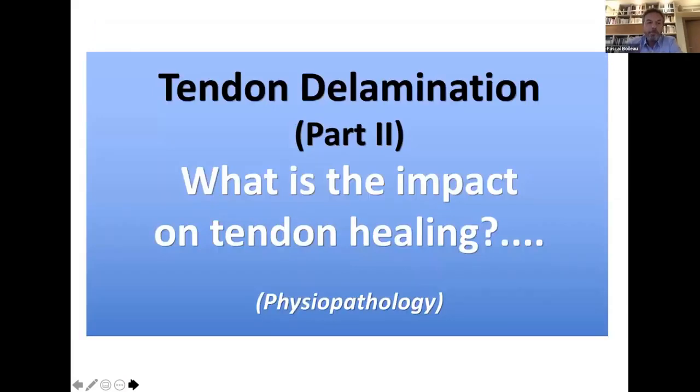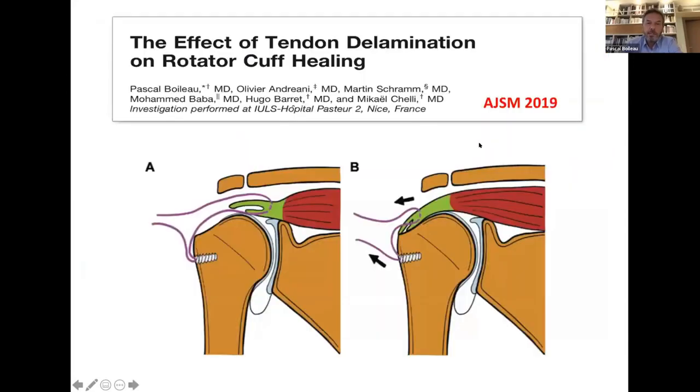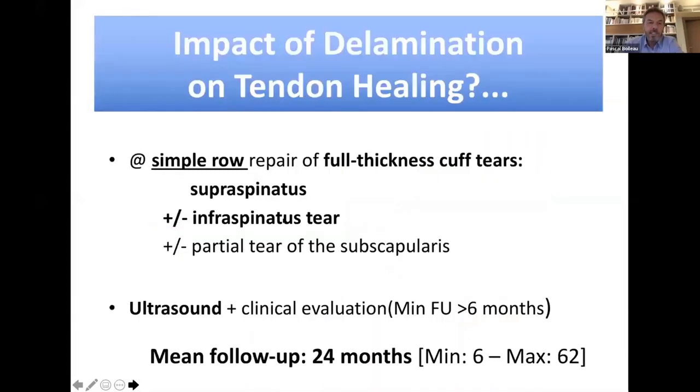So what is the impact of this tendon delamination on tendon healing? We made a study that we published last year in the American Journal of Sports Medicine, where we tried to look at the effect of tendon delamination on rotator cuff tendon healing. And as you can see, in this series of patients, we just put an anchor lateral here, and we take the two layers together to make what we call the tension band repair. And this was supraspinatus tears with infraspinatus tears sometimes, and partial tear of the subscapularis. And what we did is that we looked at the follow-up at 2 years with ultrasound and clinical evaluation.